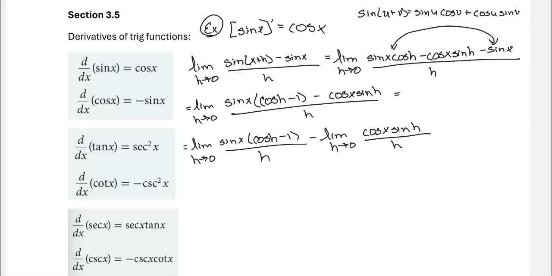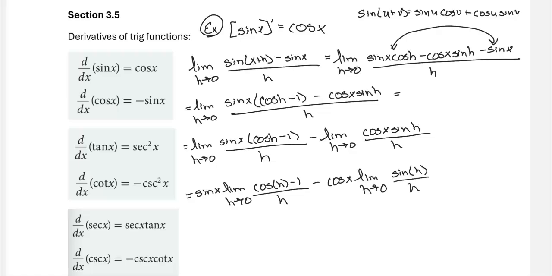And now let's analyze this a little bit more. Notice that I'm taking the limit as h goes to 0. So h is the variable I'm concerned with. This sine x has nothing to do with that, so I can treat it like a number and bring it out. This is cosine of h minus 1 over h. Same thing here. I can pull that cosine x out, treat it like a number. And this is sine of h over h.